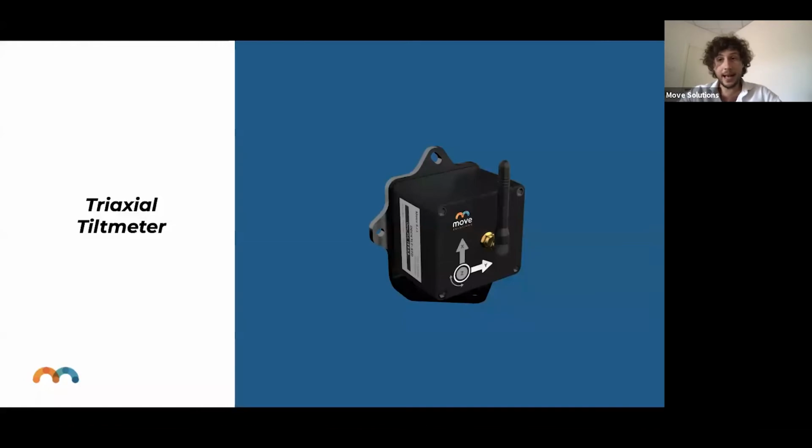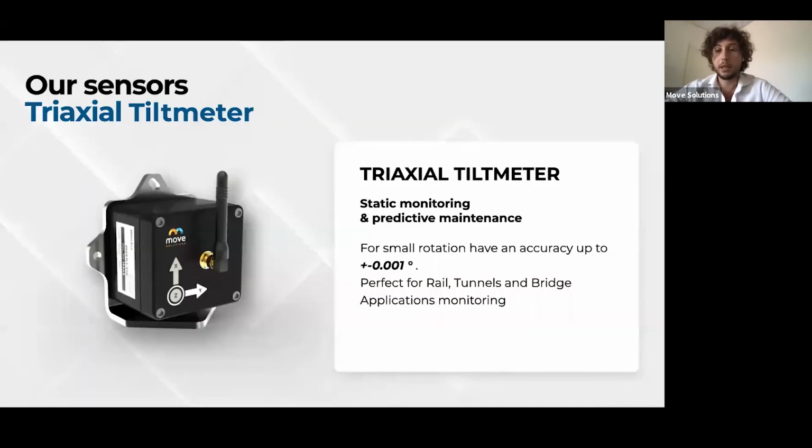Now let's go on to the static products. Static products are really important, essential anyway for monitoring. We have the tiltmeter, which is the most commonly used product for measuring rotations. Now, the Move tiltmeter is really accurate, about plus minus 0.001 degree in accuracy on a small rotation. So really good accuracy on rotation.